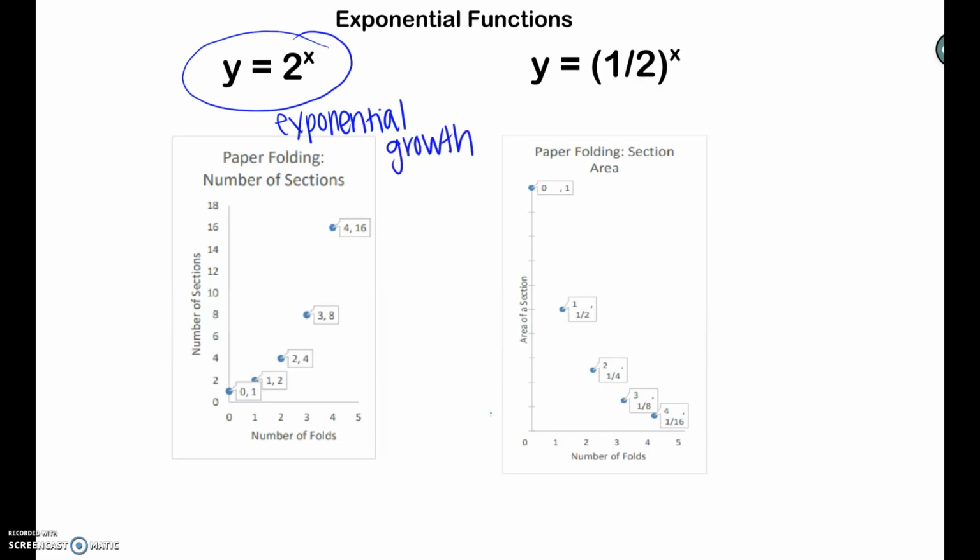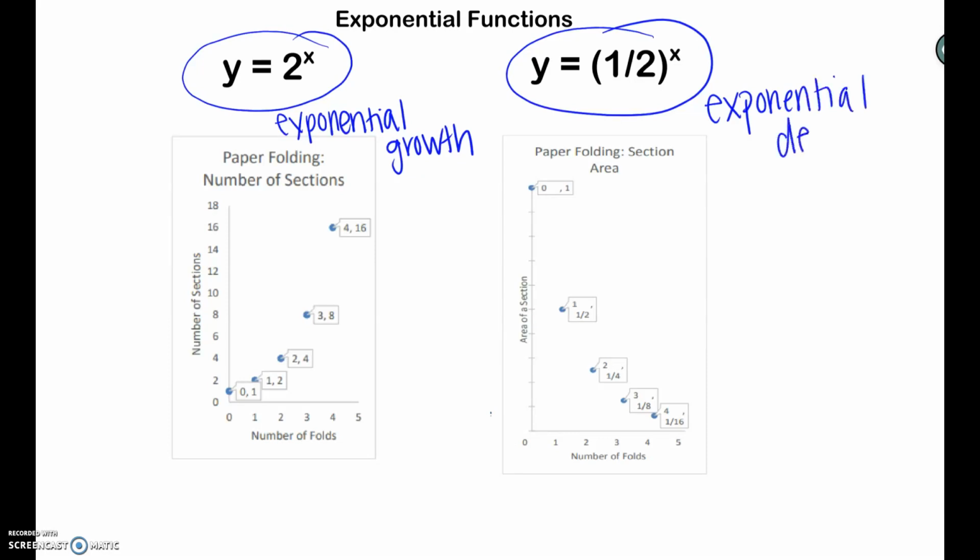Because as our number of folds increased, the number of sections increased as well. That's considered growth. On the other side of the paper folding task, you were asked to find the area of each section as you folded it, and you would have gotten a curve that looks like this, that's decreasing. You also created this equation for that, and you notice that every time you folded the paper, the area was cut in half. And this type of exponential equation is called exponential decay. And when we talk about decay, think of that as a decrease. So we've got exponential growth, exponential decay.